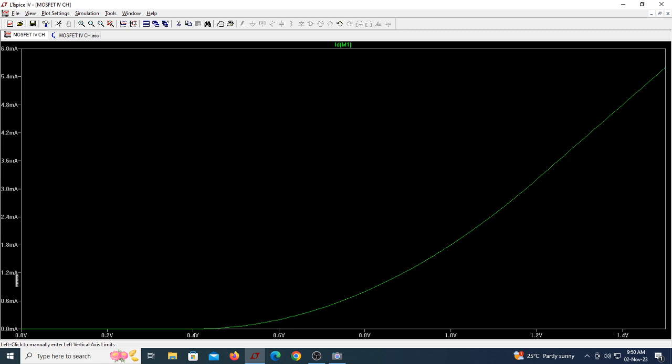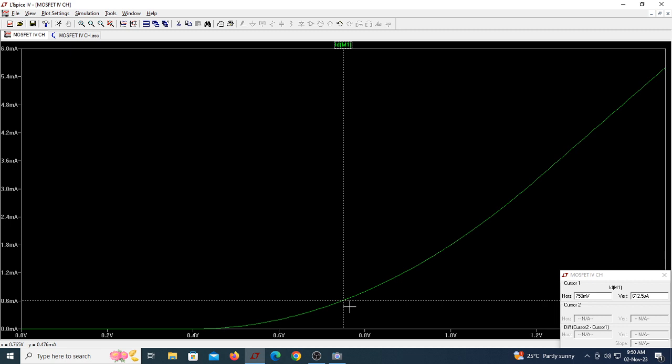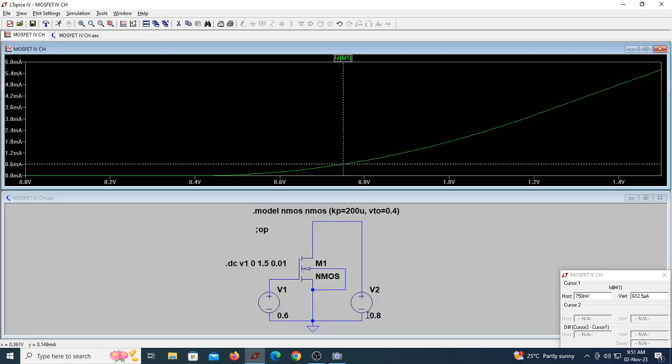What is the drain current? Suppose you want to verify for a particular condition, maybe if I just keep 750 millivolt as VGS, let me note that value. For a VGS of 0.75 volt, I have a current of 612.5 microampere. And since VGS is 750 millivolt, and in this particular circuit VDS is 0.8, naturally the MOSFET is in saturation condition.